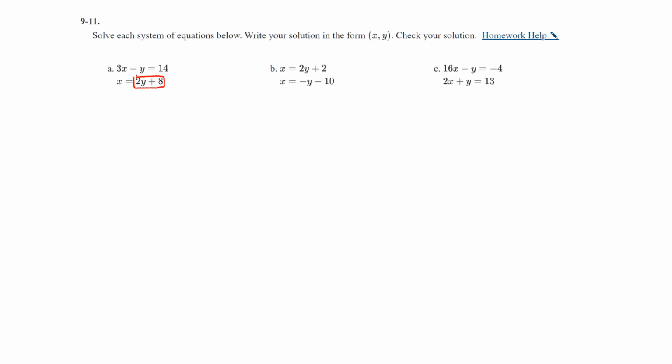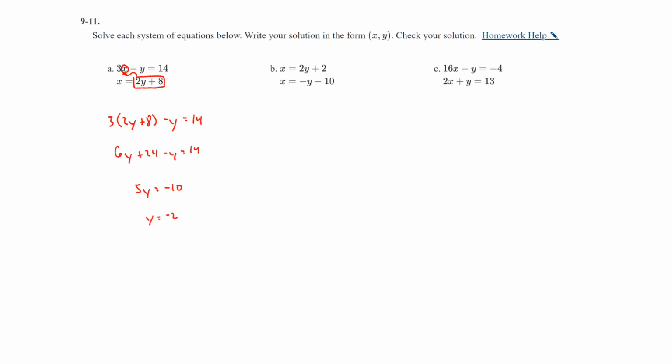I'm going to substitute 2y plus 8 in for x in the first equation. So 3 times (2y plus 8) minus y equals 14. So once again, we're replacing this x with what it's equal to in the second equation, 2y plus 8. And then we're just going to solve that equation that is now in one variable. So 6y minus y is 5y. Subtract 24, divide by 5. y is equal to negative 2.